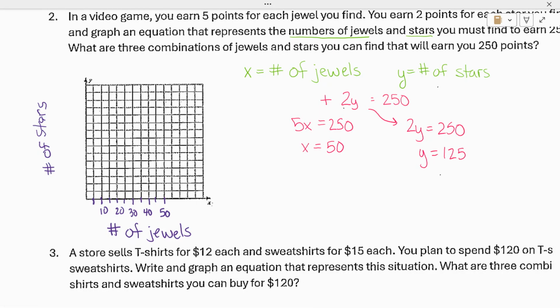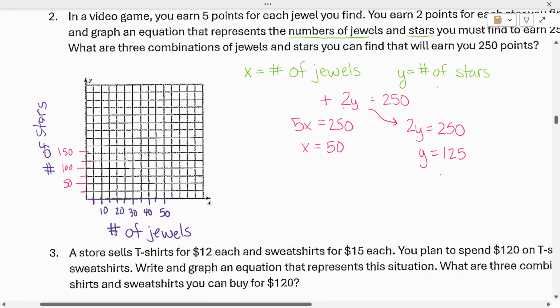How are we going to count our y-axis? It has to go all the way up to 125. By 25? Sure, let's do it. 25, 50, 75, 100, 125, 150. I think that's perfect.